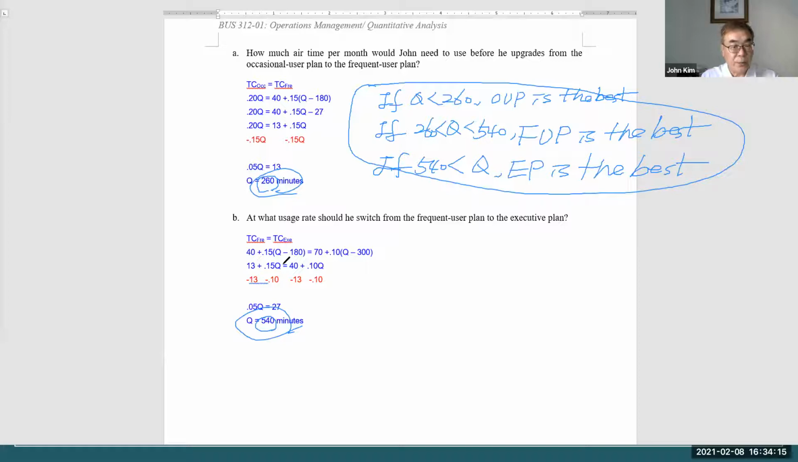Do we have a question? Okay, good. By the way, the practice problem answer file is on Moodle. So if you need it, find the file and practice.